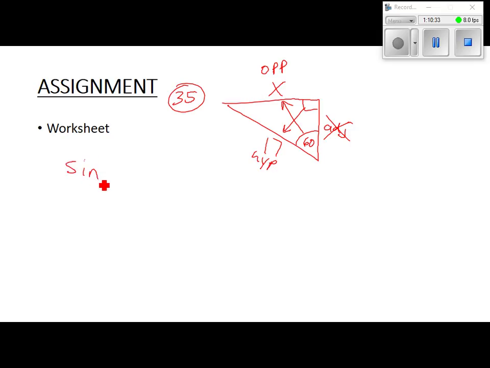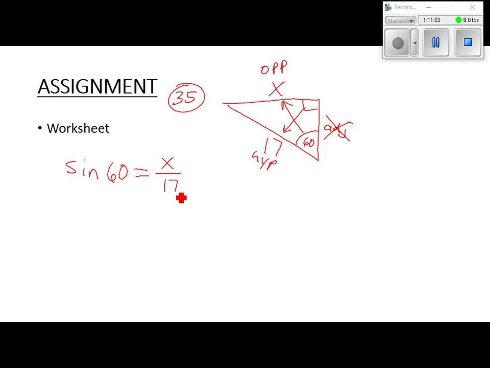We write down our trig ratio. What comes next? The angle. What is our angle? 60. Equals the SOH part. What over what? X over 17. All right, opposite over hypotenuse, so Evan's saying the opposite side is x, the hypotenuse is 17. We set up that equation every time. What's the next thing we do?